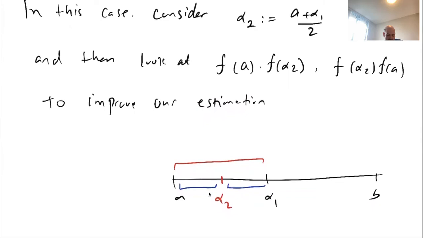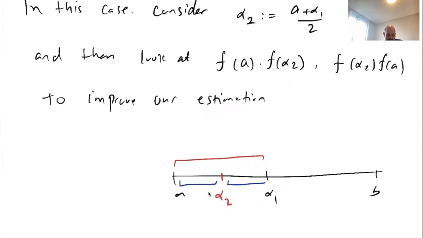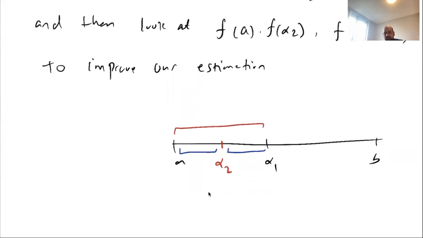So f of A times f of alpha 2 and f of alpha 2 times f of alpha 1 to improve the estimation. First we knew it was between A and B, then we traced it to between A and alpha 1. Then if we know it's between A and alpha 1, either it's between A and alpha 2 or alpha 2 and alpha 1.